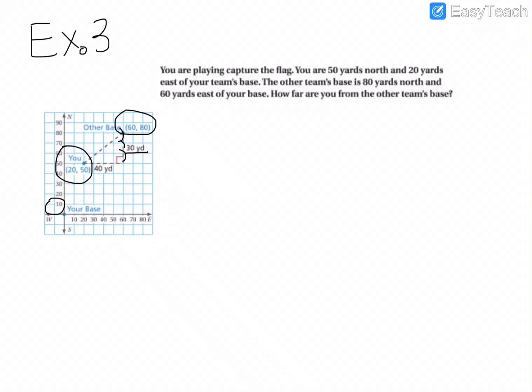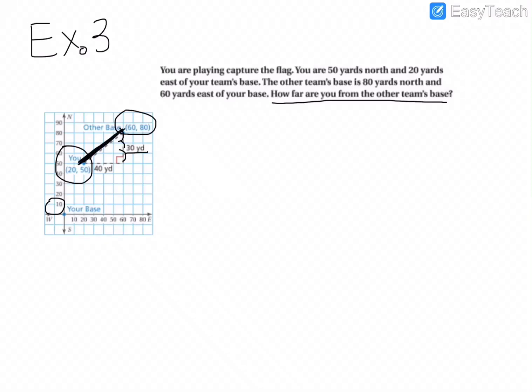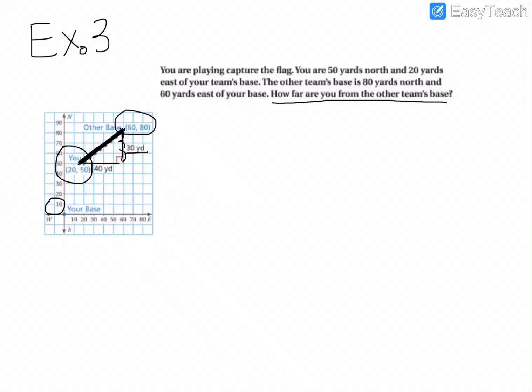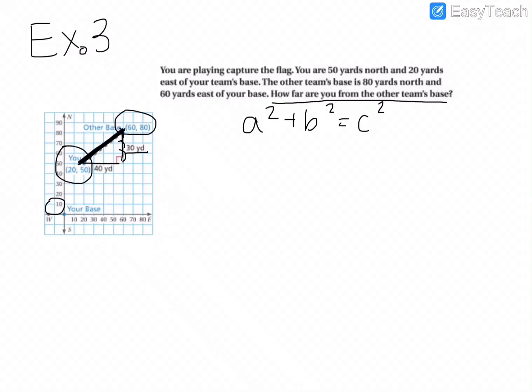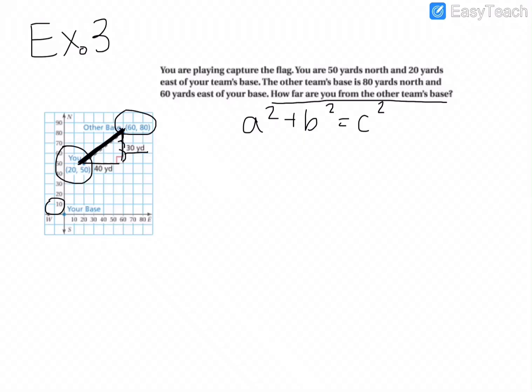Okay, so we want to know how far we are from the other team's base. Basically, we want to know what this is right here. We know legs, but we don't know hypotenuse. So we are simply going to use Pythagorean theorem, in case you haven't remembered yet. A squared plus b squared equals c squared. Plug in the two legs, and again, it doesn't matter which one you plug in for A and which one you plug in for B, but you're solving for C.